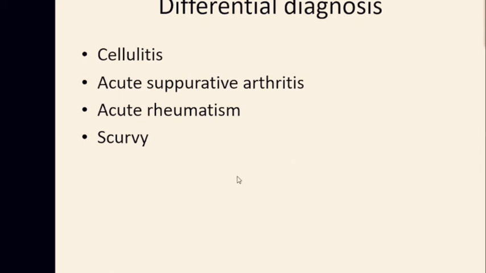In scurvy, there's a defect in collagen synthesis. The capillaries are very fragile, and there's hemorrhage under the subperiosteal region. In children the periosteum is very loose and thick, so there's hemorrhage and the periosteum is elevated. But on the X-ray you do not know whether it is blood or pus. So on X-ray the differential diagnosis could be scurvy, but in scurvy you will not have fever, and you will have no bony tenderness.